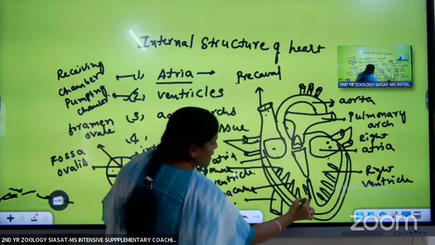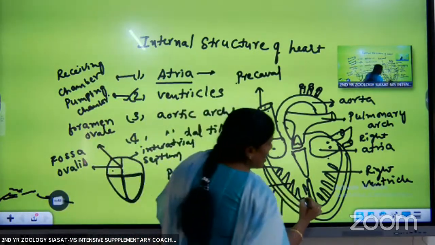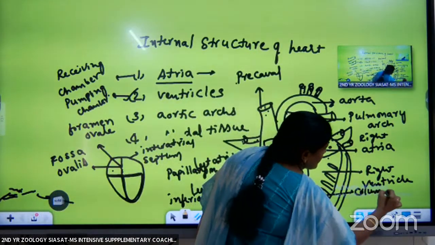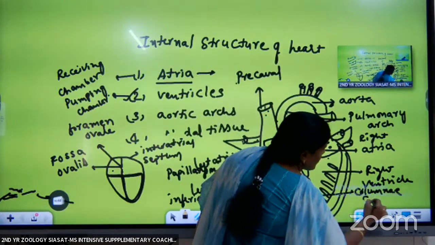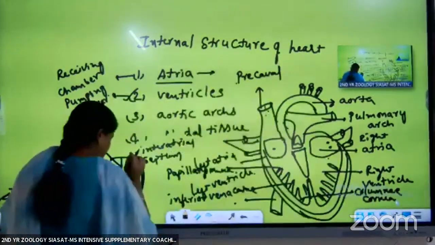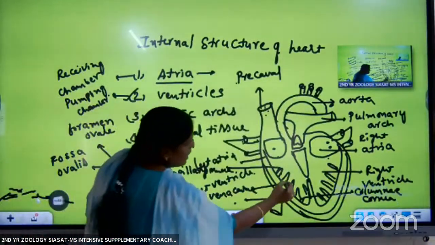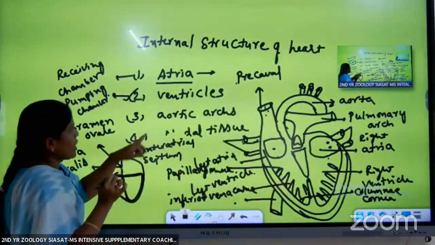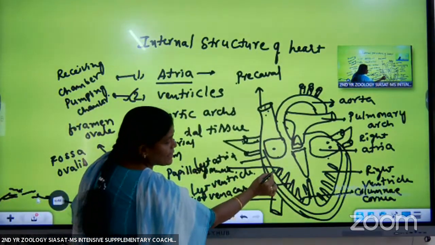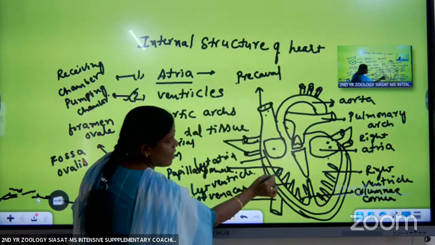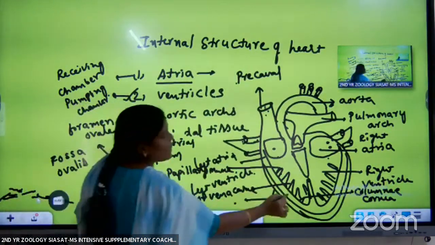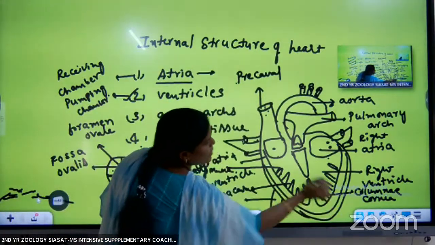The smaller ones we call columna carneae. The ventricles are muscular, made up of muscles. Muscle ridges are present, some smaller and some larger. Larger ridges are called papillary muscles, and smaller ridges are called columna carneae.